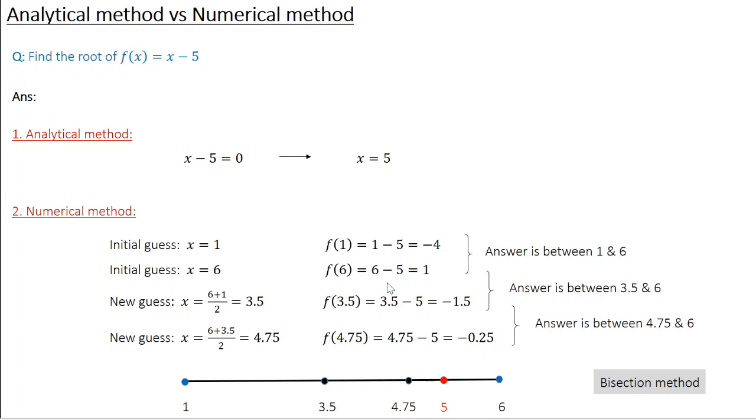Here you have a step-by-step procedure, like you start with two initial guesses, then you bisect the range, find the new guess, keep improving that. So it's easy to implement in a computer program. Analytical method, it's difficult to implement in computational platforms. On the other hand, numerical methods, since it follows a routine, it follows an iterative procedure, it's much easier to write an algorithm and implement in a computational platform.